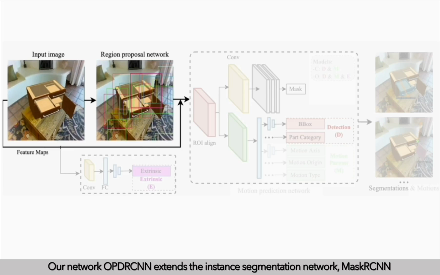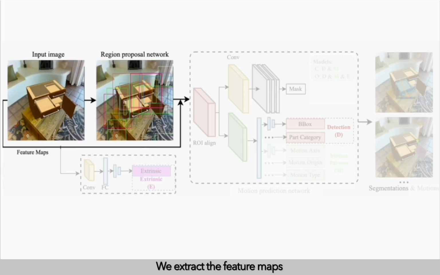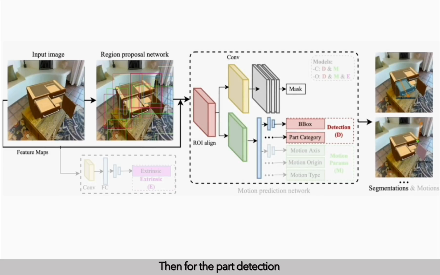Our network, OPD-RCNN, extends the instance segmentation network Mask R-CNN. We extract the feature maps and use region proposal network to extract the potential anchors. Then, for the part detection, we use the same mechanism as Mask R-CNN.